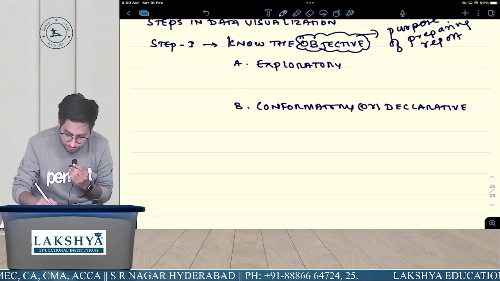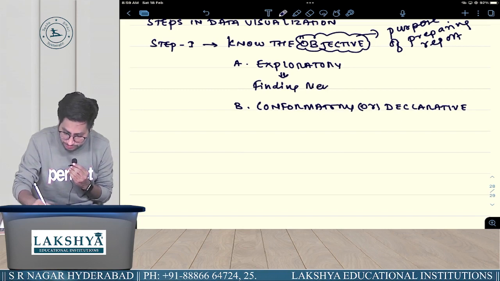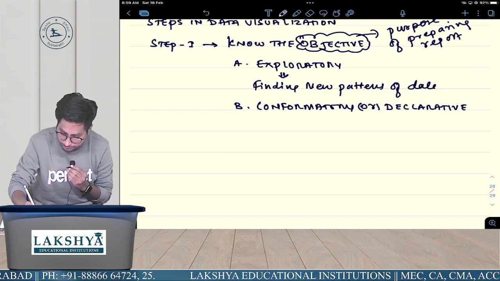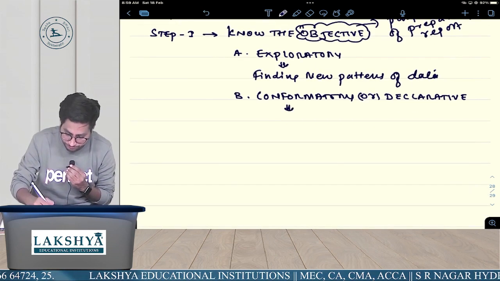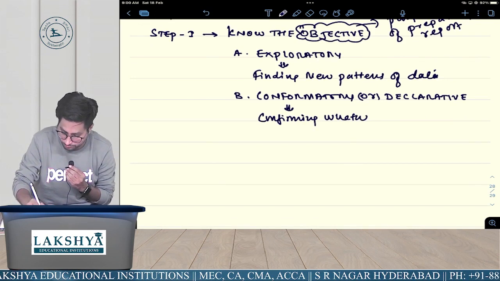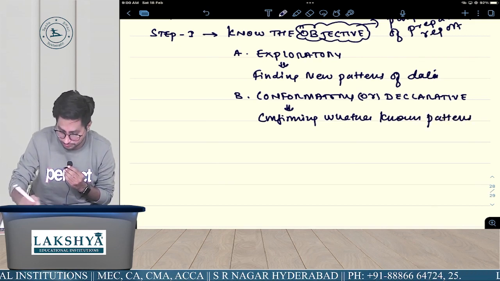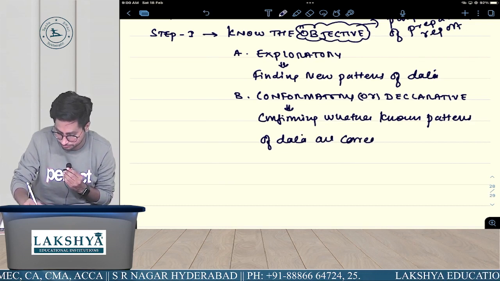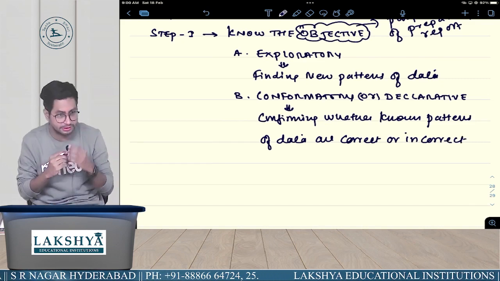So exploratory means finding new patterns of data. You're finding new patterns of data. Confirmatory means confirming whether known patterns of data are correct or incorrect. Correct or incorrect.